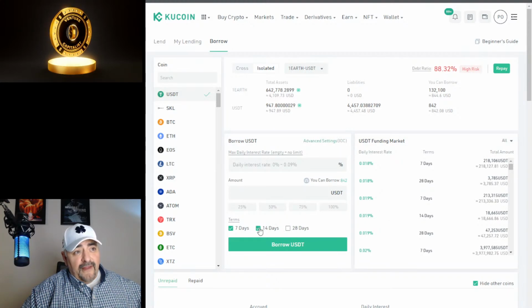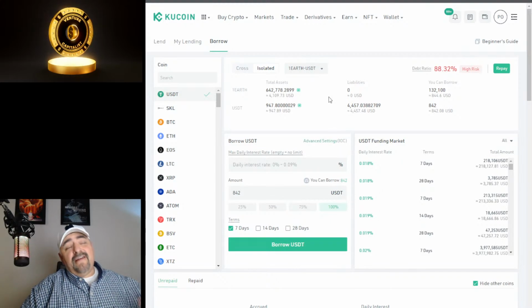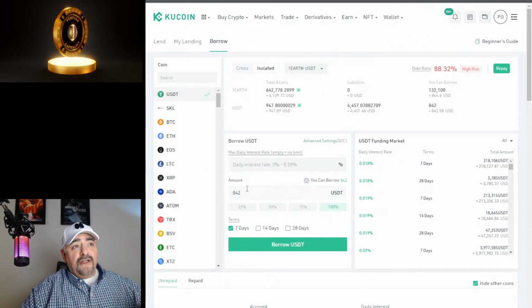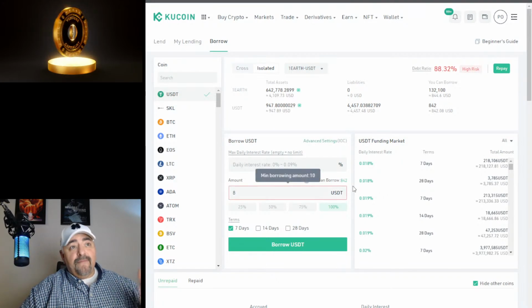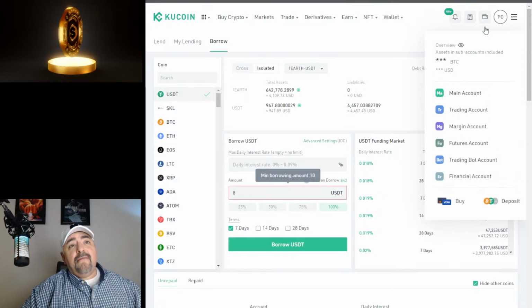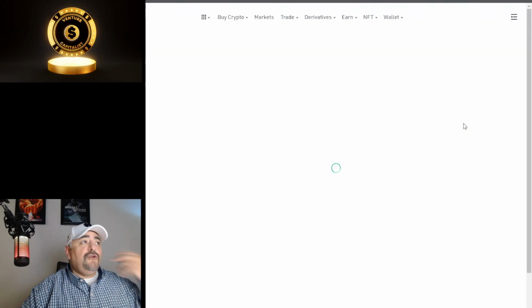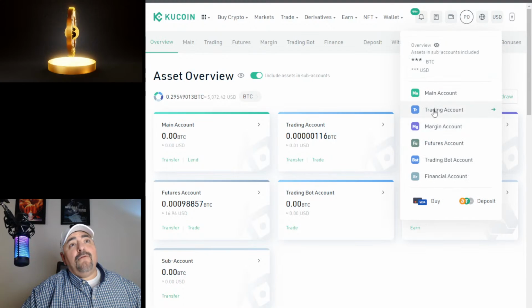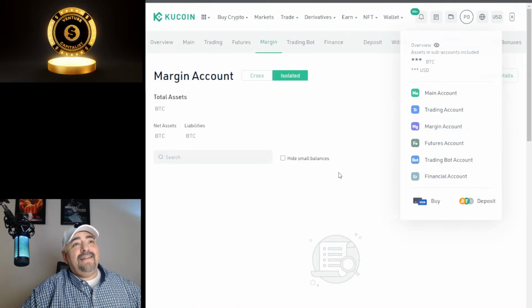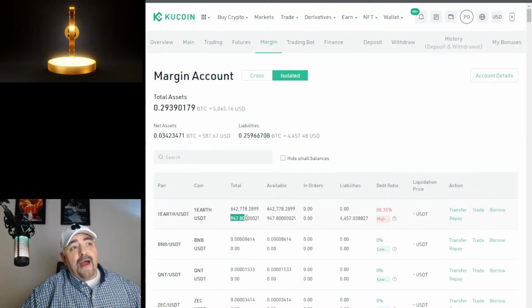You click on these two things, make it 7 days, click 100%, and there you go, hit borrow. If it doesn't work, it'll say something like you borrowed too much. You need to then bring that down to 830 or whatever, just a little bit lower, hit borrow. Once you have that money, you go over to margins, because once you borrow, that money will end up inside of your margin account, but it will be under the USDT, okay? Meaning that it would pop up under here.